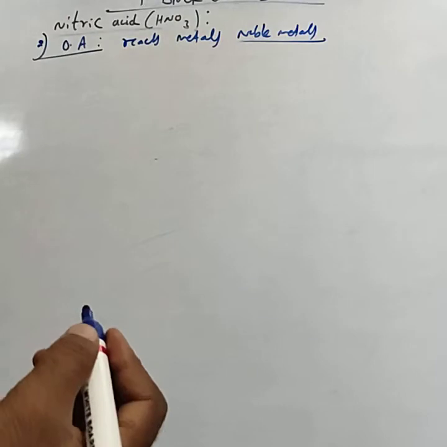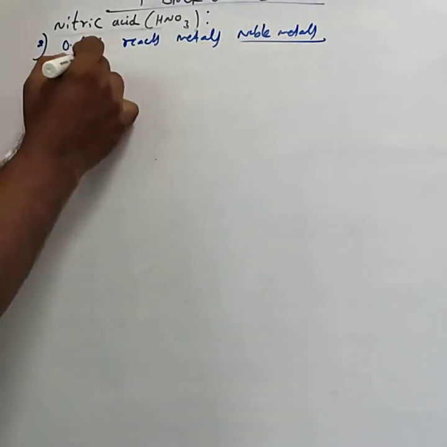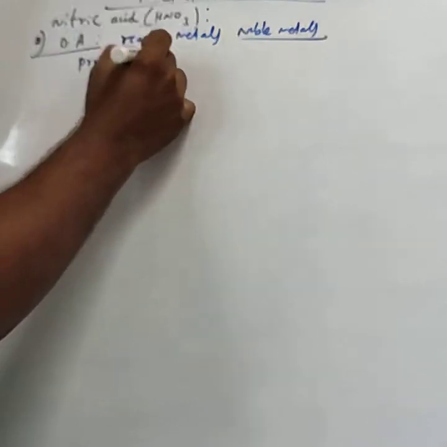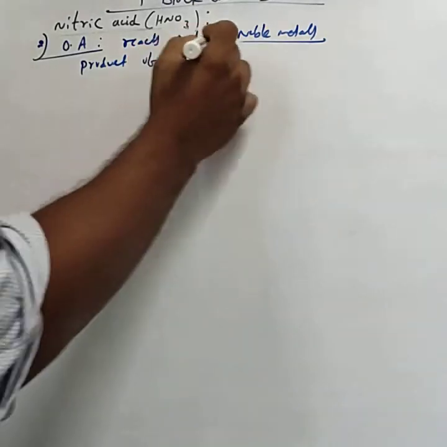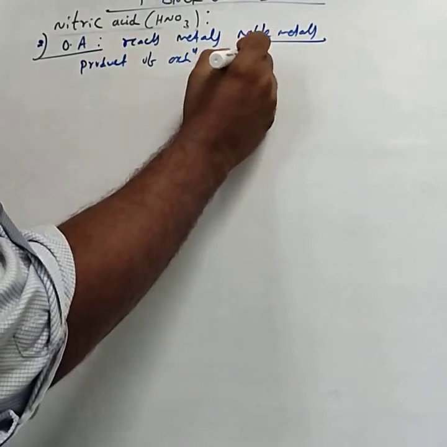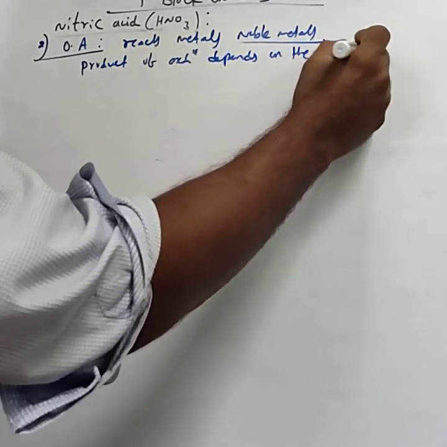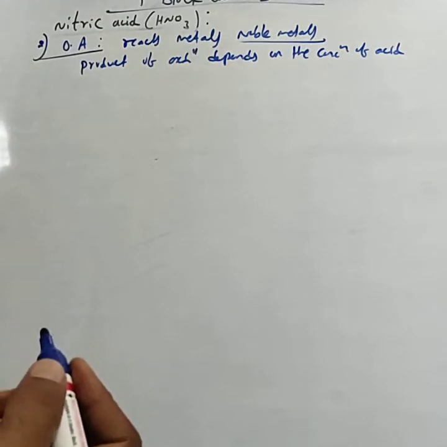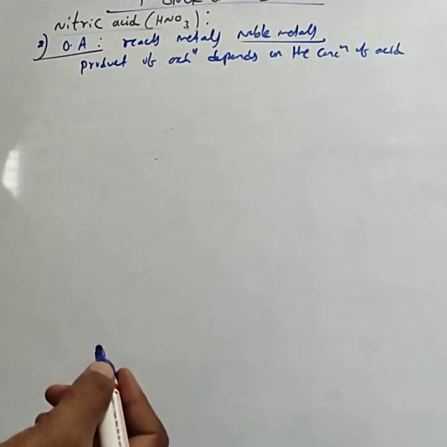It reacts with most of the metals except the noble metals. Then the product of oxidation depends on the concentration of the acid used. Based on the concentration of the acid used, we get different products.